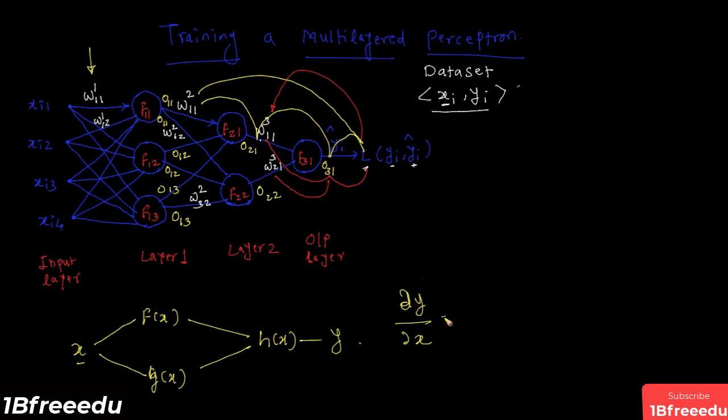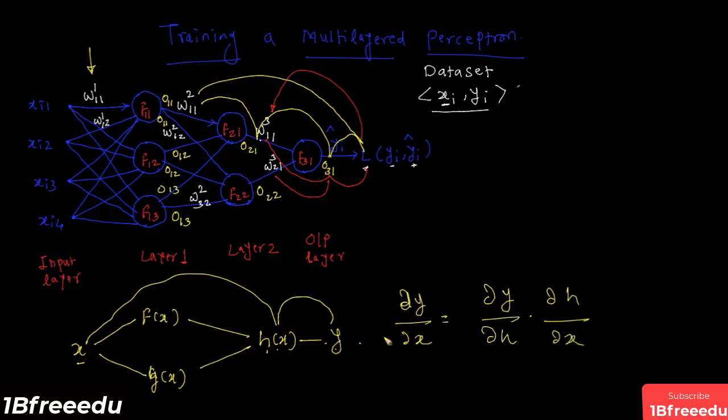So this h output is going into y, so I can write this as dy by dh and dh by dx. What I'm doing is the derivative of this with respect to this, and then this with respect to this. Now how do we compute this dh by dx?